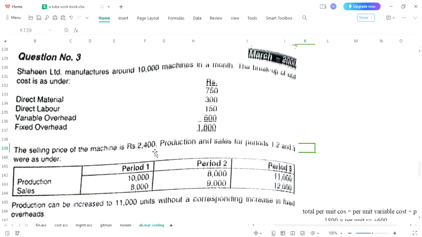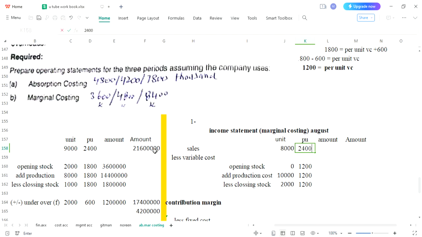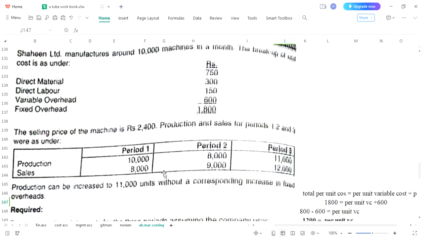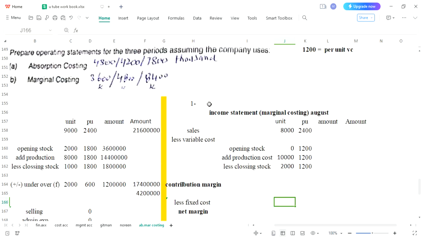So 1200 would be put here, and the same 1200 would be used for production and closing stock. Now go up and see sale price is 2400, put over here. In this way, everything related to sale and variable cost has been completed. Now for fixed cost, what will you do? Please note it down, fixed cost will remain fixed if you are producing 10,000 units, 8,000 or 11,000. It has been mentioned over here, production can be increased up till 11,000 units without corresponding increase in fixed overhead. You already have in your mind that fixed means fixed. No matter if you are producing 10,000 or 8,000 or 11,000, it would be fixed. If for 10,000 units fixed cost was 600, the same will be used over here.